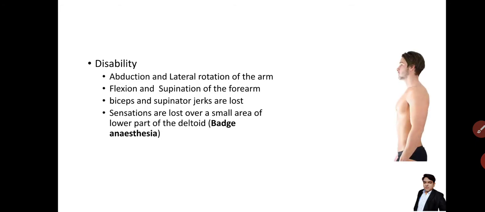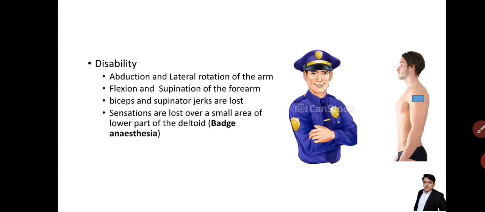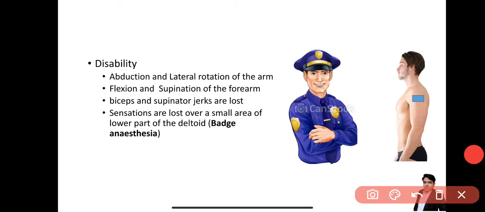anesthesia. So this is the lateral aspect of the arm, and this is the loss of sensation because of the involvement of the axillary nerve. And here a policeman's badge is present, like this here. That is why this type of anesthesia is called badge anesthesia.